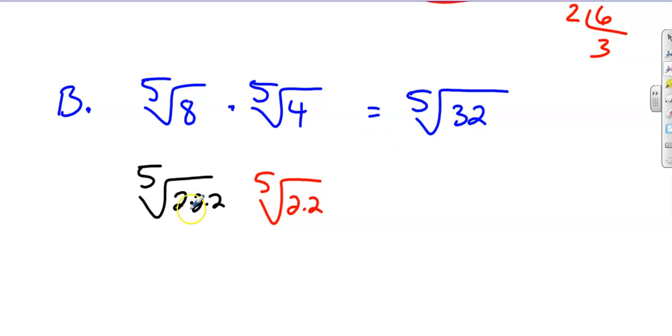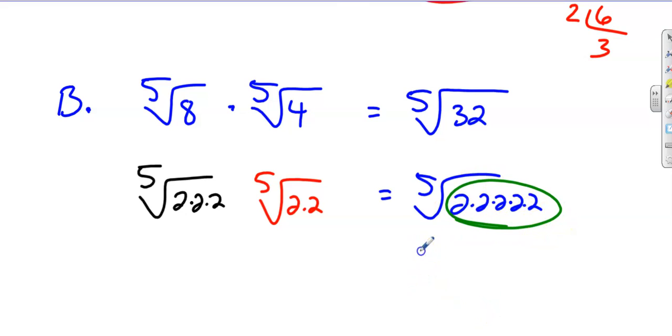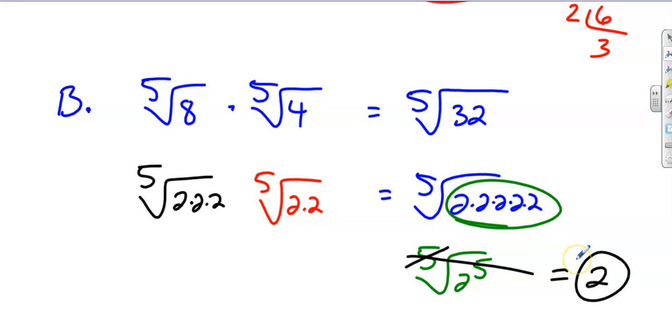So if you lined up all this stuff and you took the 32 and broke it down, this would be the fifth root of 2 times 2 times 2 times 2 times 2. And there's your 5 2's, right? So that's the same thing as the fifth root of 2 to the fifth. And again, as long as this index matches that power, they cancel each other out, and your answer is just going to be 2.